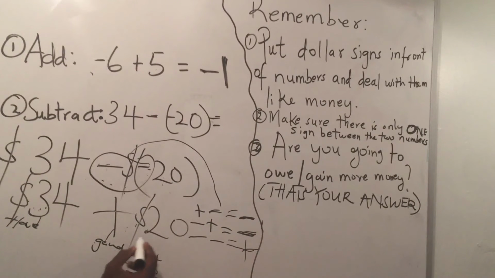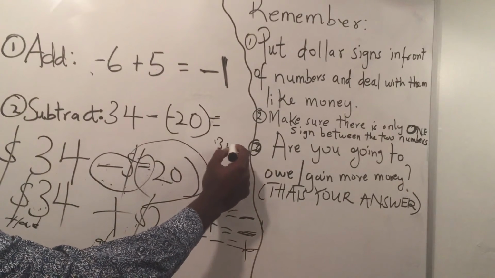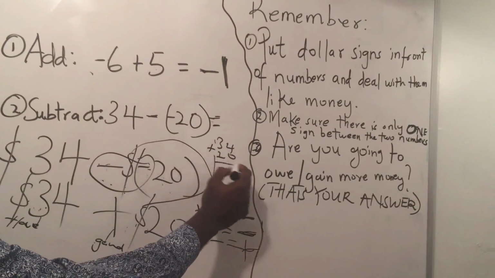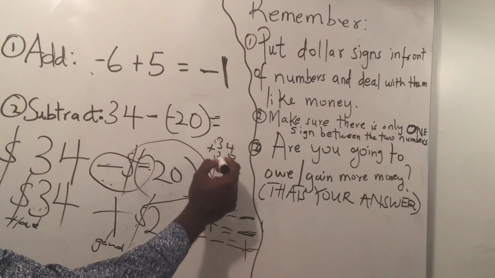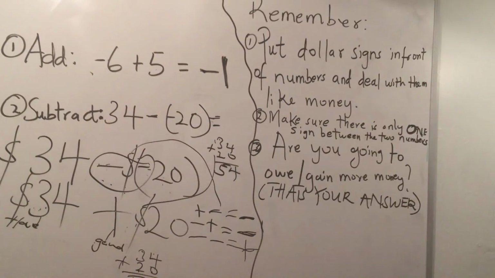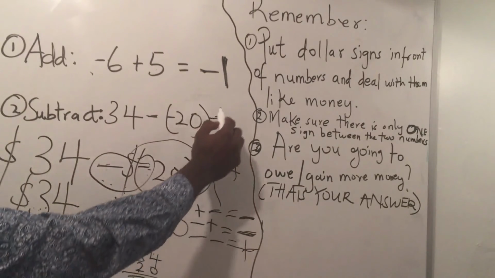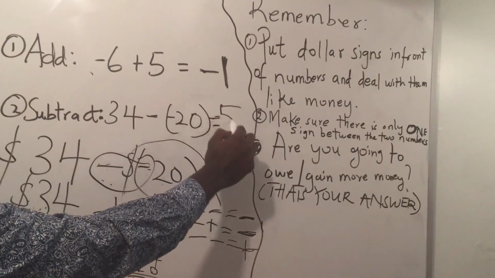So let me just pull it to this side so you can really see it clearly. Okay, so we got 34 plus 20. And we said 4 plus 0 is 4, 3 plus 2 is 5. 54. So that means subtract 34 minus negative 20, the answer is what? 54.